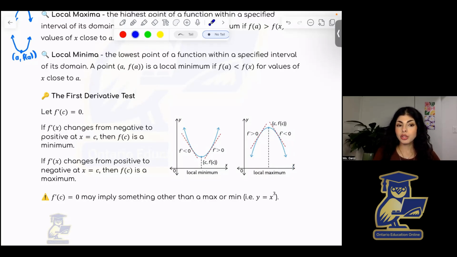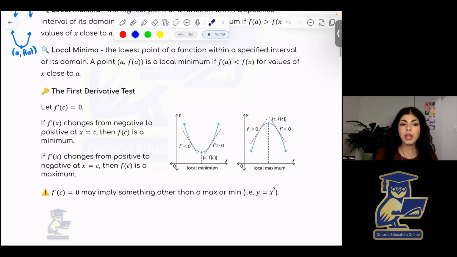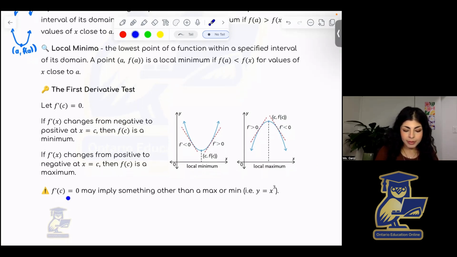So if ever you're not sure, consider those slopes of the tangents and try to visualize, especially with just a simple quadratic for yourself. Now, f prime of c equal to 0 may also imply something other than a maximum or a minimum.